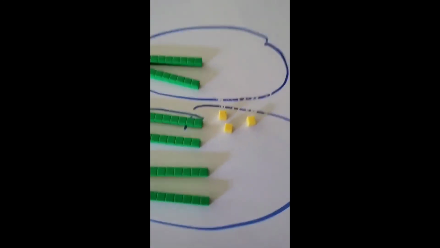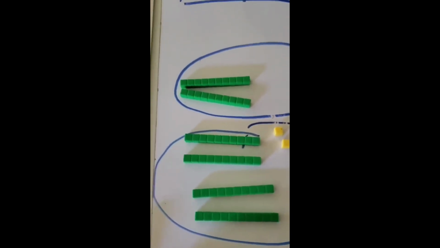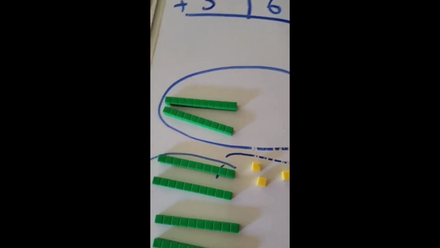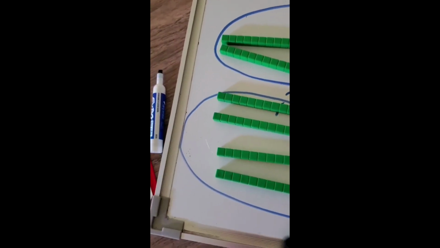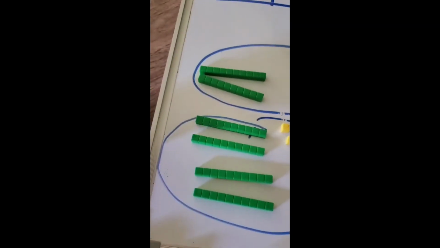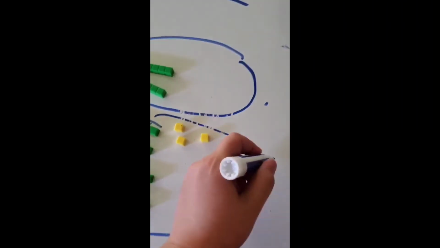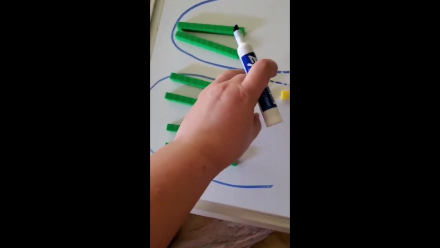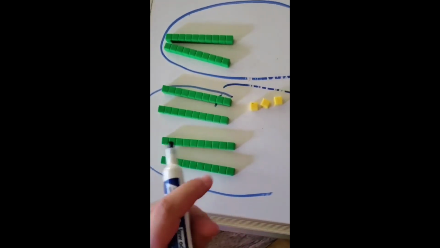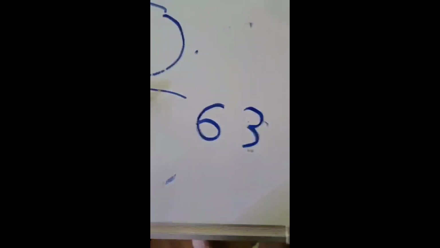So now, if we added all these together, what would it be? How many tens do I have? Let's count them. 10, 20, 30, 40, 50, 60. 60. Then how many ones do I have? 3. So 63. Isn't that cool? We just regrouped 2 numbers. We regrouped 27 and 36, and we found out what they had in all.